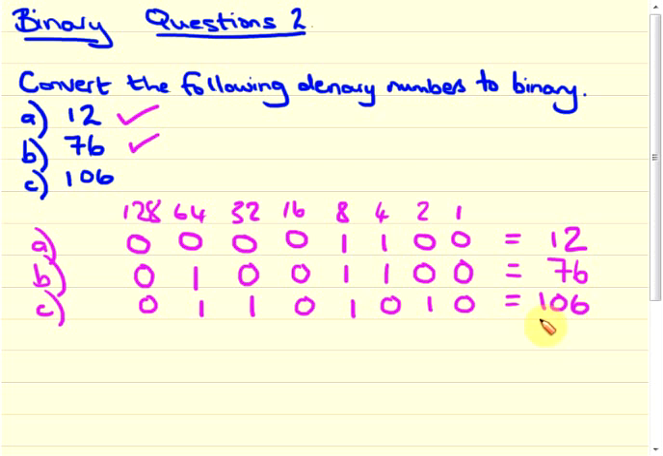So in binary, the value is 0, 1, 1, 0, 1, 0, 1, 0. So check to see if you got the questions correct, and if you did, well done.